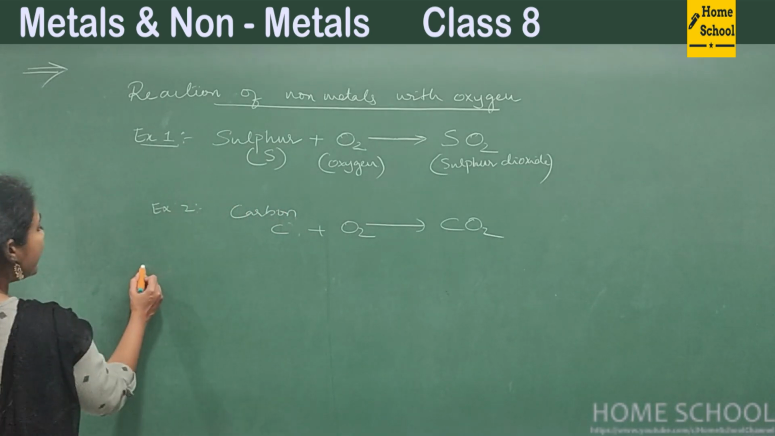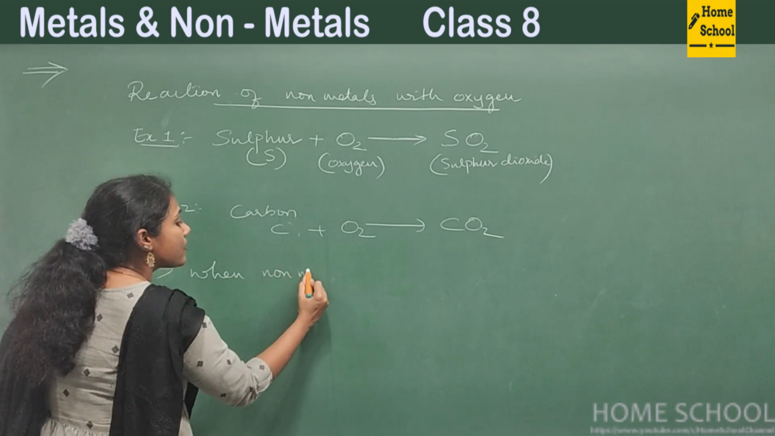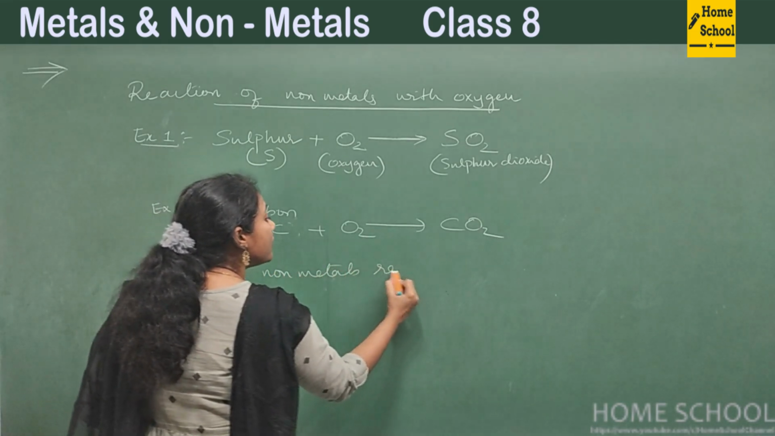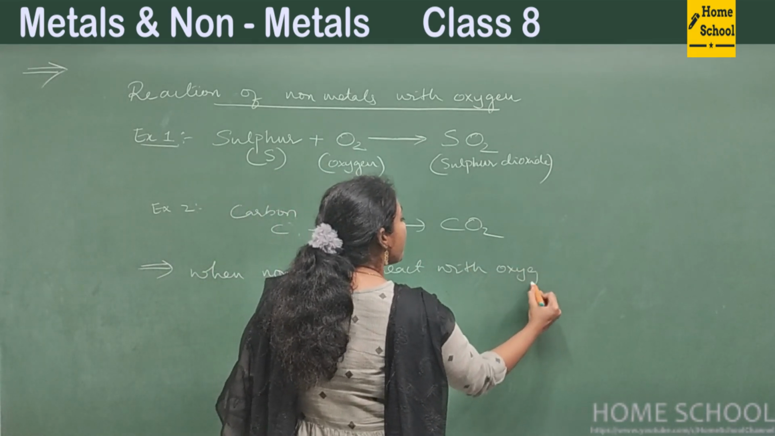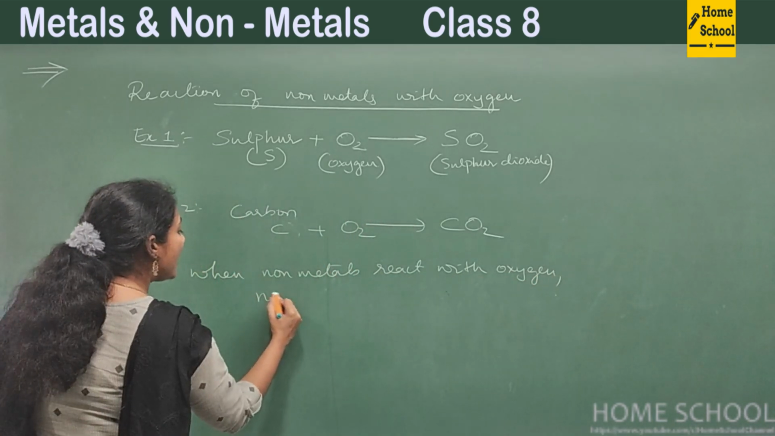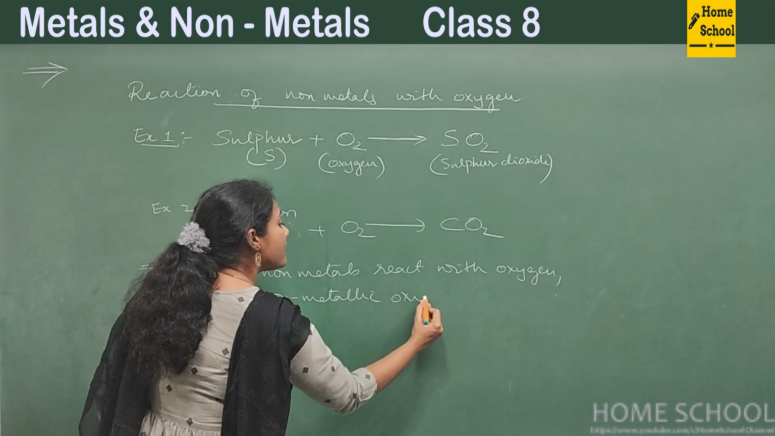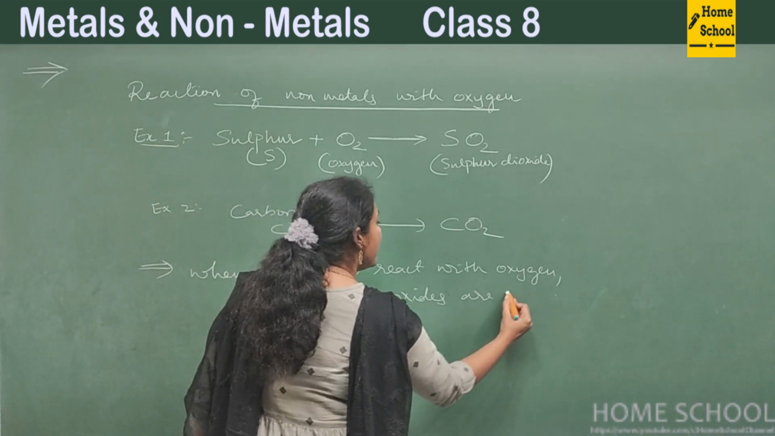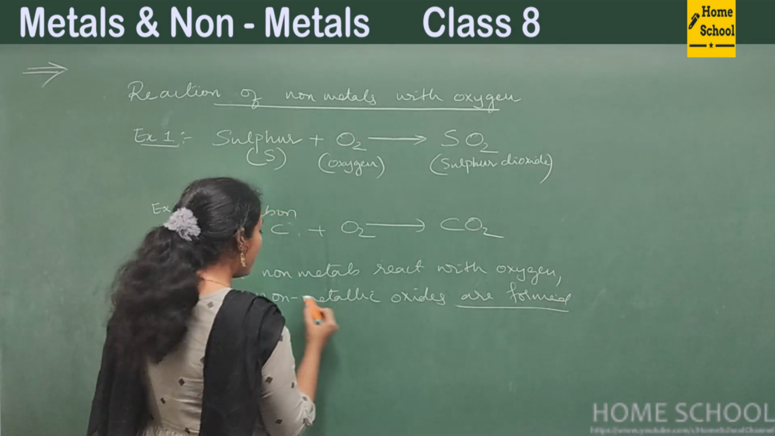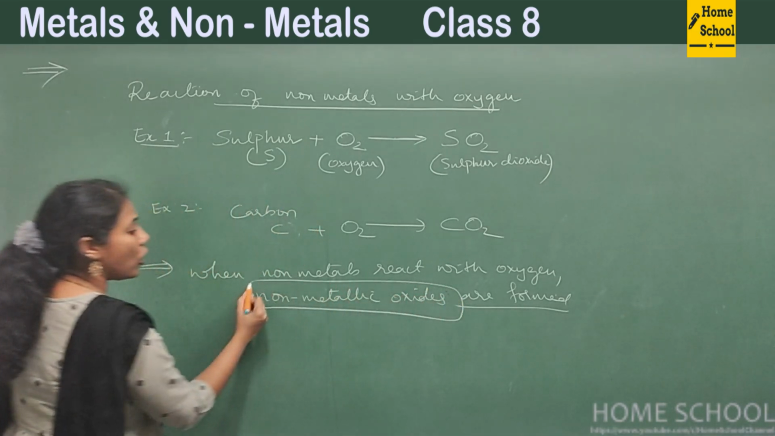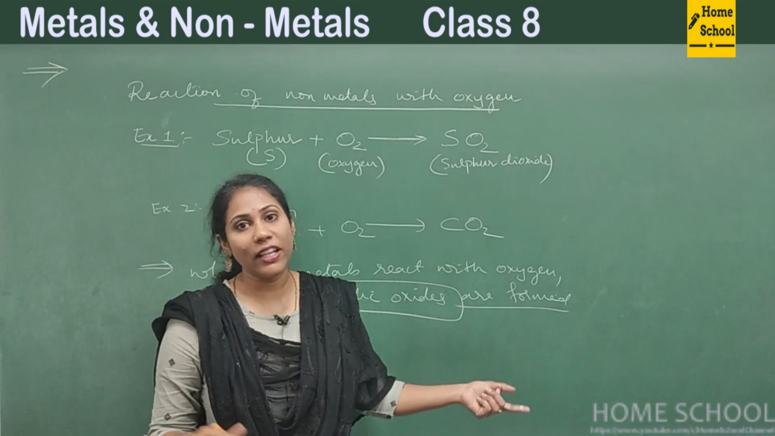So what is the point that I would like to write here? When non-metals react with oxygen, what do you get? Non-metallic oxides are formed. Okay, so this is really very, very important. So these two can be examples of non-metallic oxides, right?